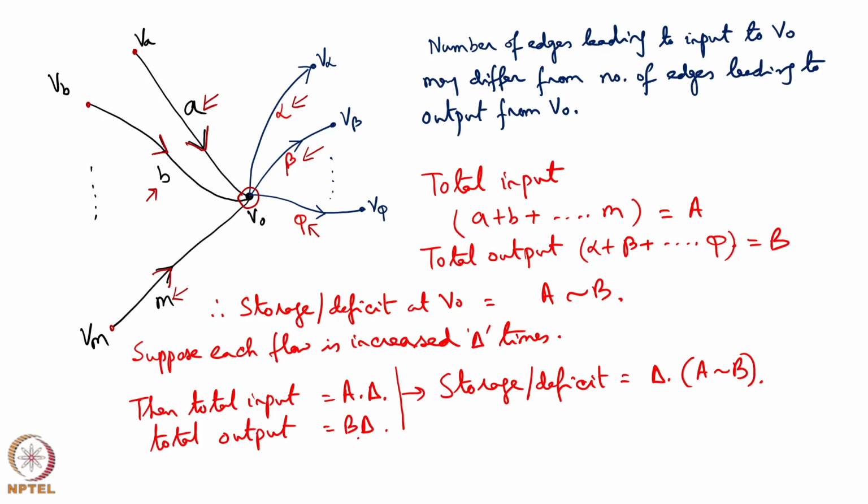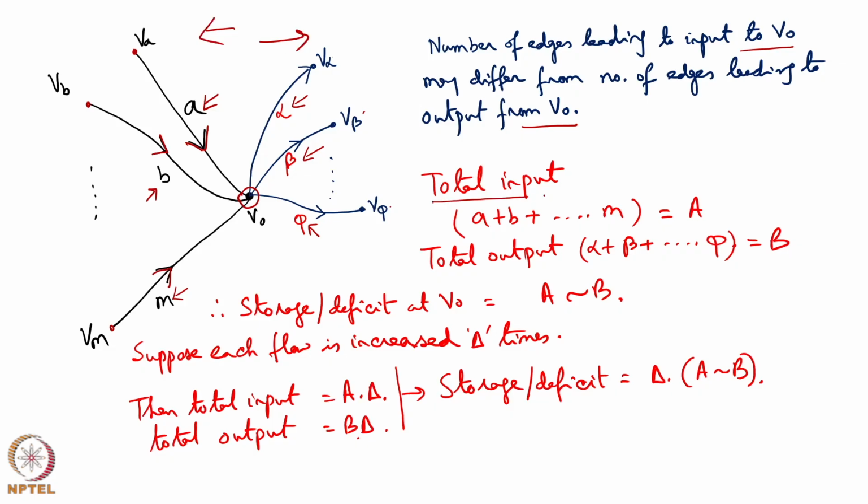Now, we take a general condition, the number of edges leading to input to V0 may differ from the number of edges leading to the output from V0. That means, if I start counting VA is 1, VB is 2 etc. up to Vm some number, and here we count V alpha is 1, V beta is another, V phi is another, we count the number. These two numbers at the two sides, this side and that side, may or may not match.